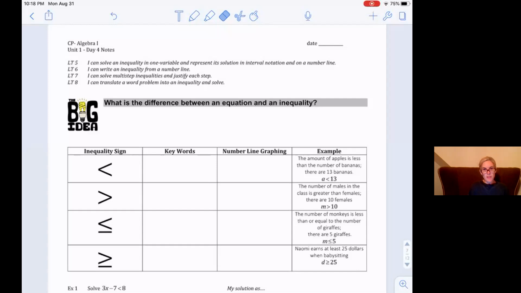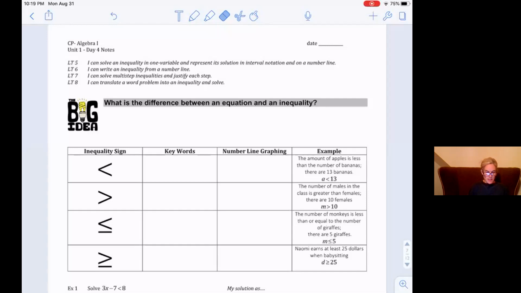Today in algebra, we're going to be talking about solving inequalities in one variable and being able to represent the solutions in interval notation and on a number line. I can write an inequality from a number line. I can solve multi-step inequalities and justify each step, and then I can translate a word problem into an inequality and solve. Okay, so these are the main goals for us today.